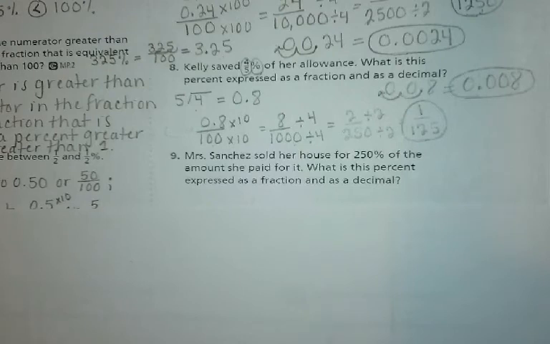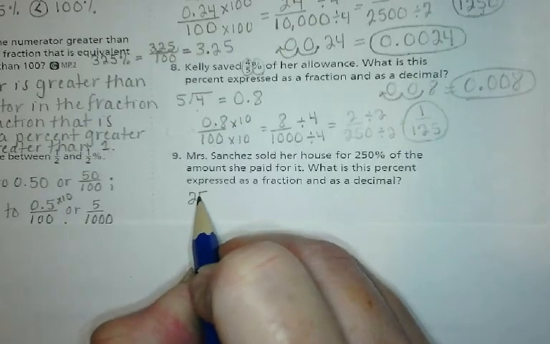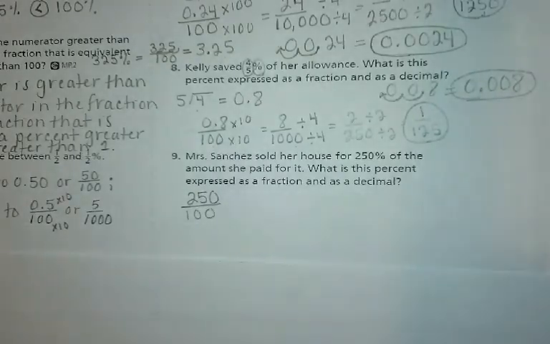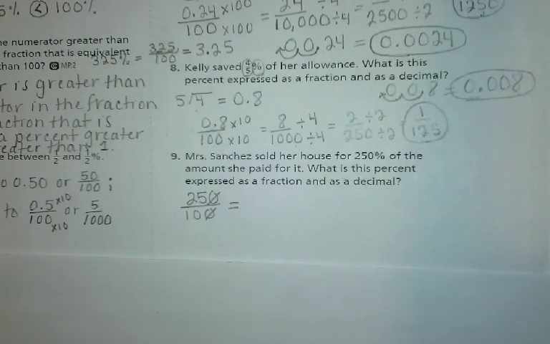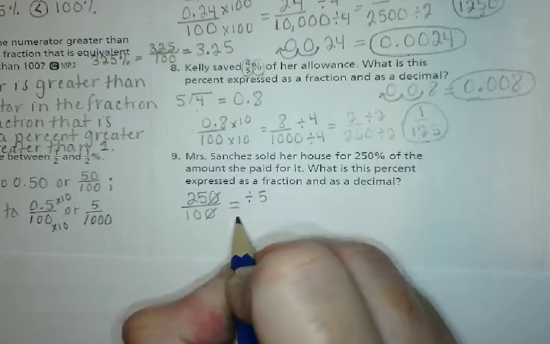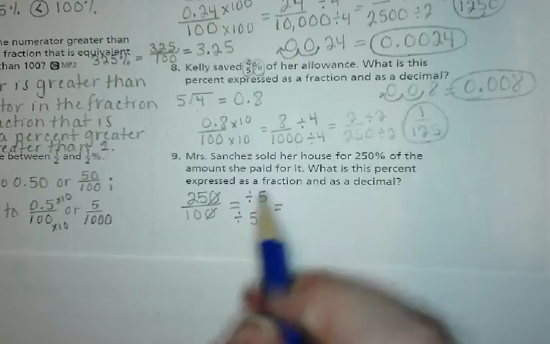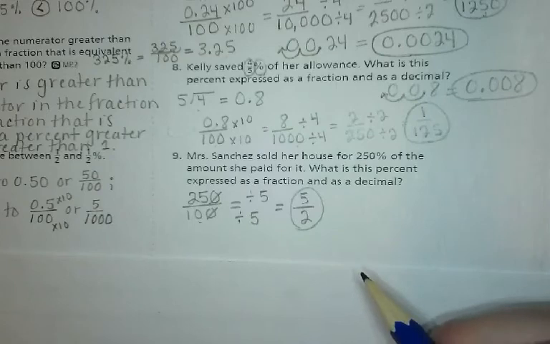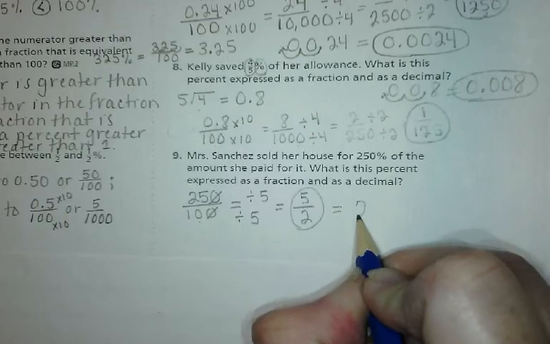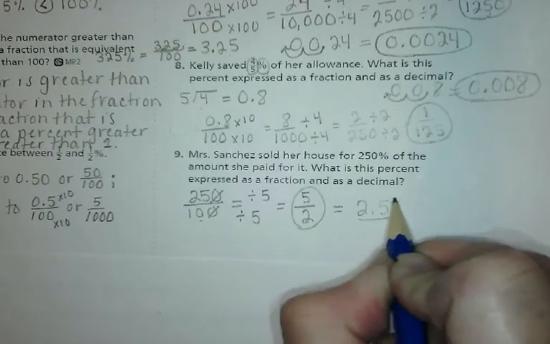Number 9. Mrs. Sanchez sold her house for 250% of the amount she paid for it. What is this percent expressed as a fraction and as a decimal? So here we have a percent that's larger than 100. So the numerator is going to be larger than the denominator in this example. We're going to go ahead and simplify. We could take off one of the end zeros from the top and the bottom, and then we could divide by 5. 25 divided by 5 is 5. 10 divided by 5 is 2. Here would be the fraction that we're looking for, and the decimal equivalent would be 2.5. So 5 divided by 2 is 2.5.